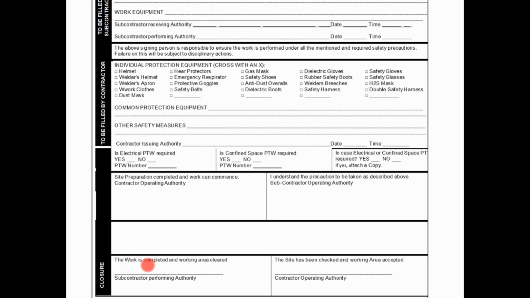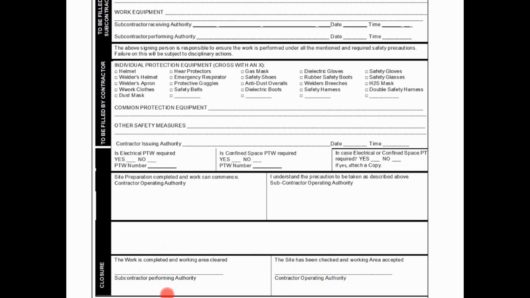The work is completed and work area is clear, so it is nothing but the closure of these work permits. So after an hour or after 2 hours, whatever the time mentioned for that work permit, if the work is completed, then we have to clearly mention this: the work is completed and working area is clear. That is the sign of the subcontractor performing authority. And again, the site has been checked and working area is accepted, that is the sign of the contractor operating authority.